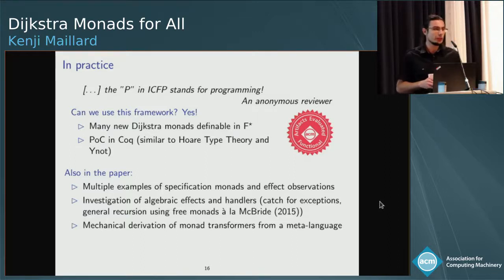And we have a proof of concept in Coq, which is describing what a Dijkstra monad is and implementing quite a few of them. So this is really similar to what has been done for the last 15 years in Why3, in Coq type theory, for a lot of kinds of computational effects. And we hope that with this, we can try to have even more computational effects in this flavor. So also in the paper, we have examples of specification monads, of effect observations, of connections between specification monads, how you go from one to the other. There are often Galois connections connecting them.